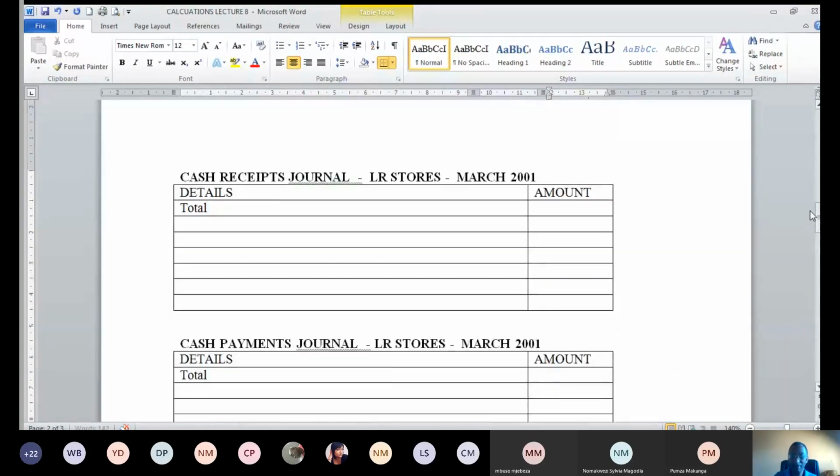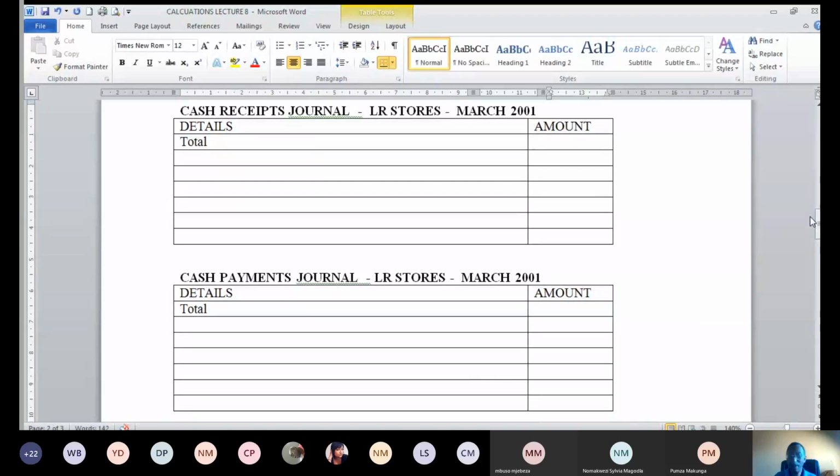Right, guys, step number 3. In step number 3, we are now going to tick off. We are going to compare the cash receipts journal with the credit side of your bank statement. So guys, this is a tedious process. I know this is a tedious process, but you must just please bear with me on this one.